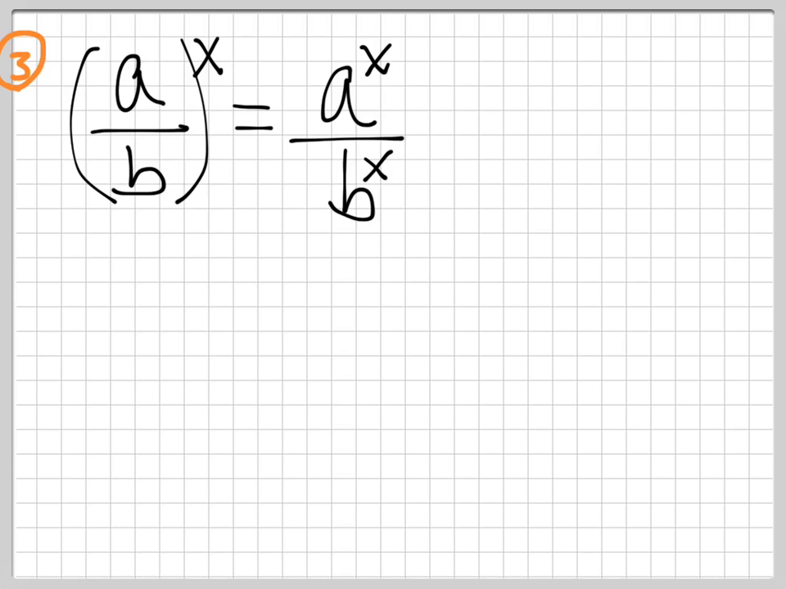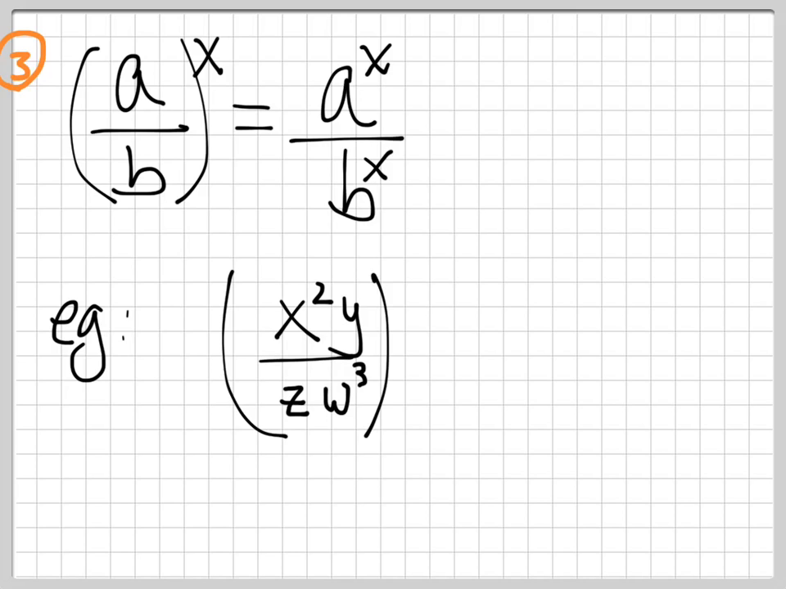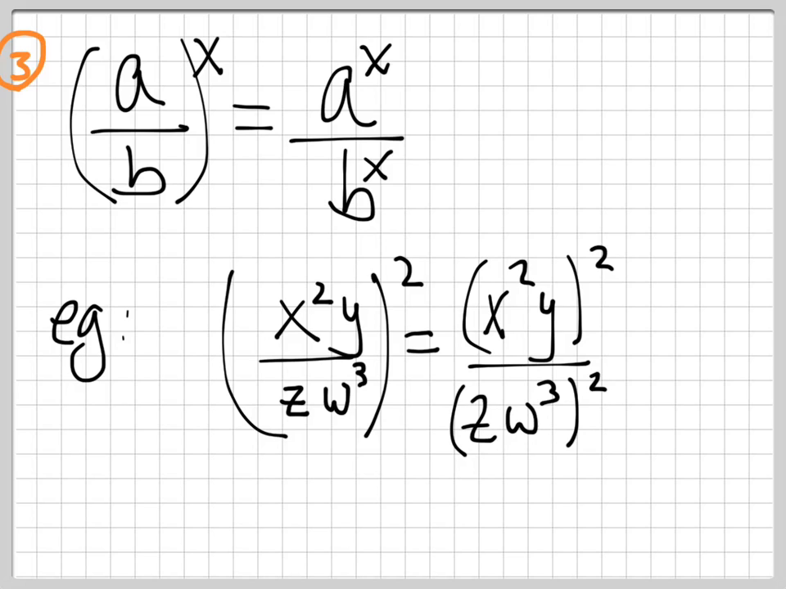And let's go ahead and practice one of those as an example. If I have x squared y over zw cubed squared, well, that's x squared y squared over zw cubed squared. Now, from our previous rules, if we have x squared y squared, we're going to square x squared and we're going to square y. And so we're going to get x to the fourth y squared over z squared w to the sixth. So there's a lot of things happening inside of here. We're using all of rules 1, 2, and 3 in one shot.